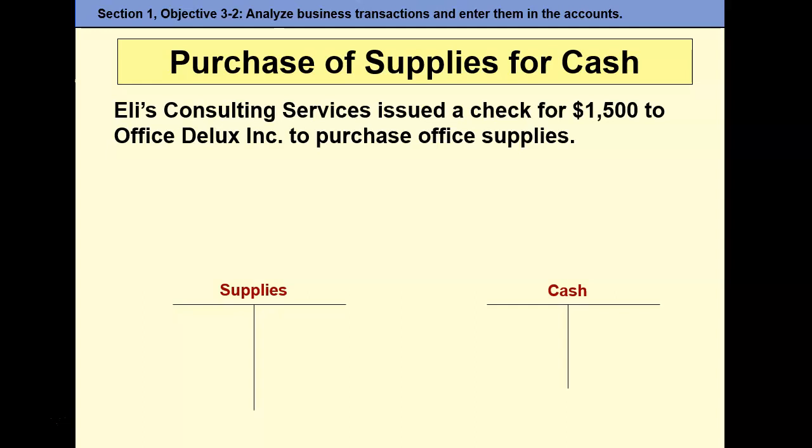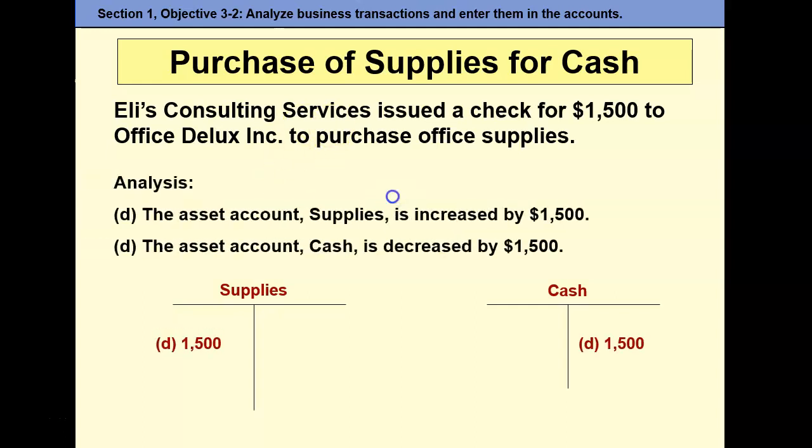Identify the account classification. These are both asset accounts. Ask yourself if the accounts are increasing or decreasing. Our supplies account is going to increase while the cash account is going to decrease. Now apply the rules of debit and credit. These are both asset accounts. Asset accounts increase on the debit side while they decrease on the credit side.